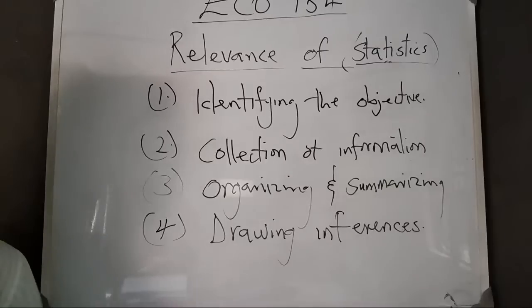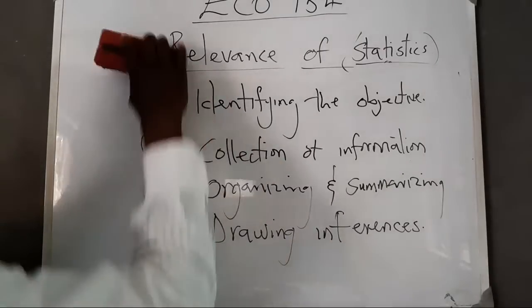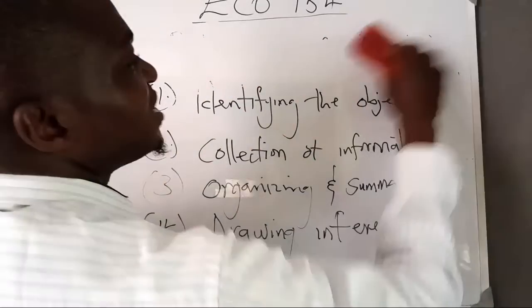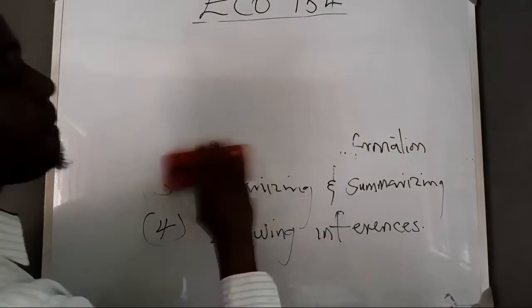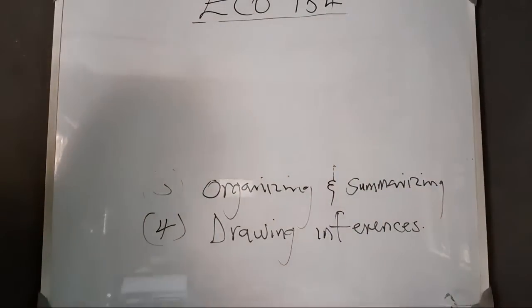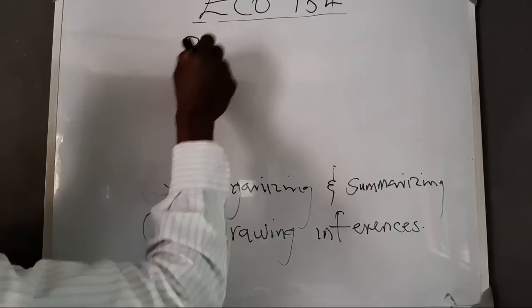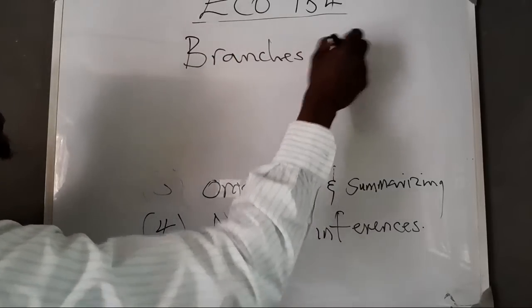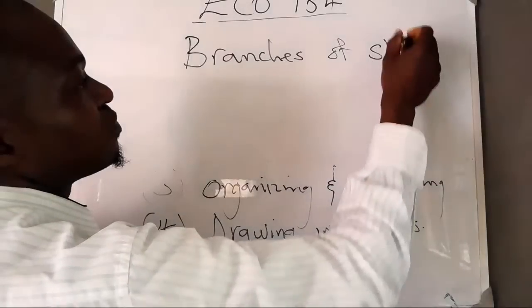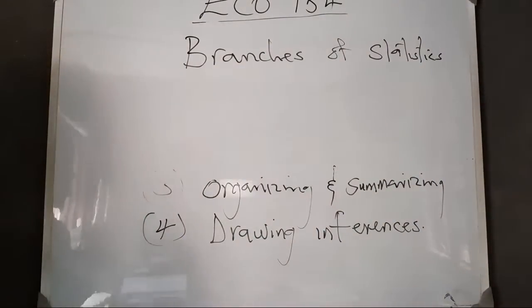Having known this, we'll still have to know some things about statistics, which is the branches of statistics. And when we say branches, what do we mean by branches? We mean the divisions, the categories of statistics. What are the branches of statistics?